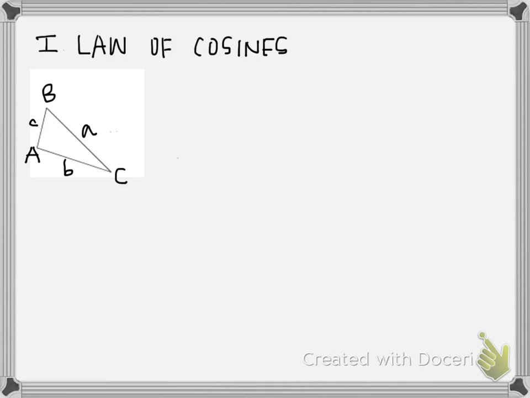So if we've got this and I wanted to find my side A, it would be A squared equal to the two other sides squared, minus 2 times the other sides, times cosine of angle A.